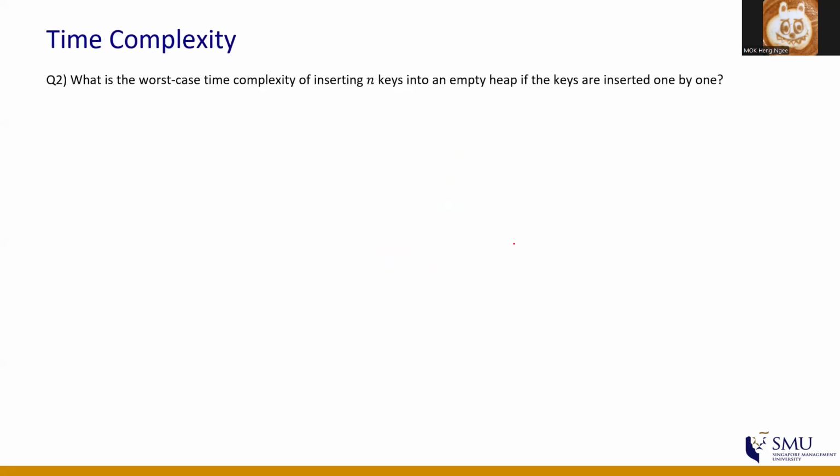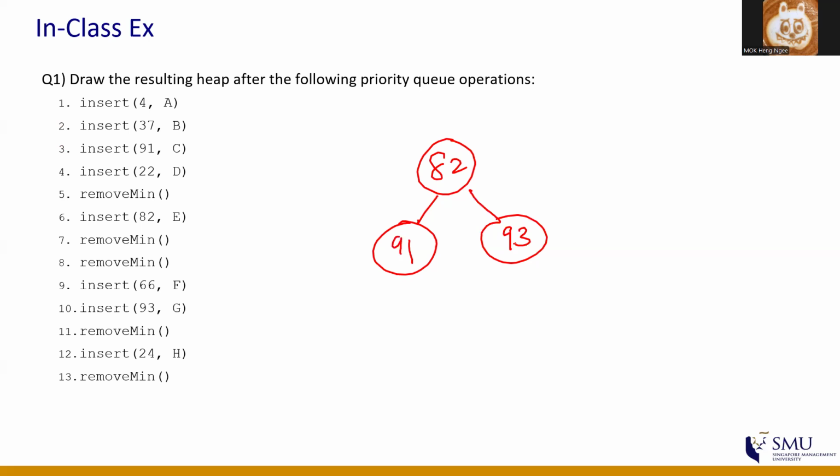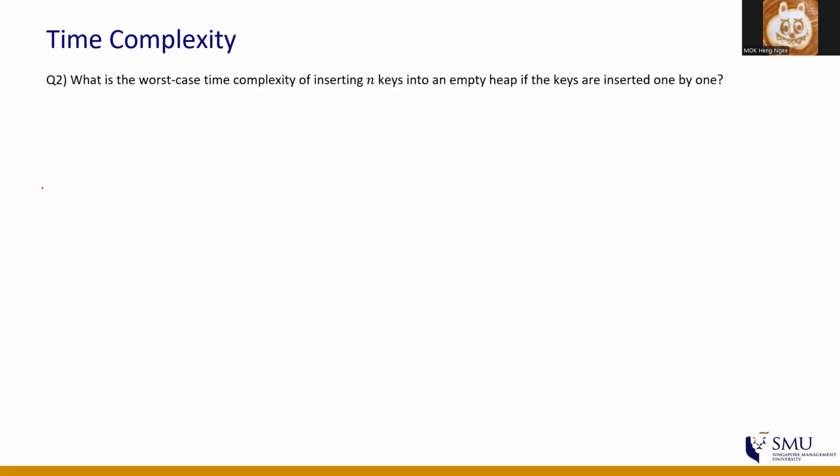Okay, the last slide before we pause for the next unit. Time complexity. What is the worst case time complexity to insert n keys into an empty heap? Like what we were doing here. These are insertions. The initial state is that the heap is empty, and the keys are inserted one by one. You want to pause for a while to think about this?